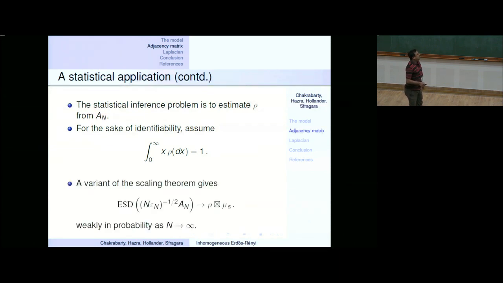So essentially, the scaling theorem, as presented at the very beginning, tells us that if you scale A_n by n times epsilon_n to the minus half, then the empirical spectral distribution converges weakly in probability to rho box times mu_s, where mu_s is the Wigner semicircle law. So since we know A_n, in principle, we can estimate rho box times mu_s.